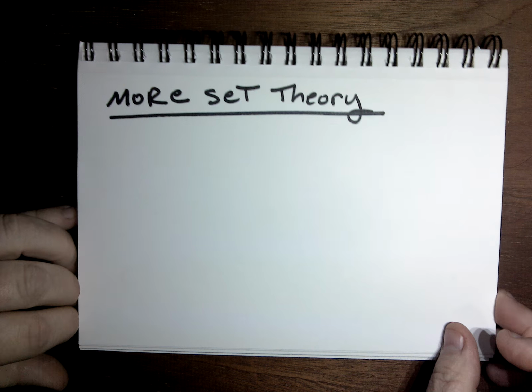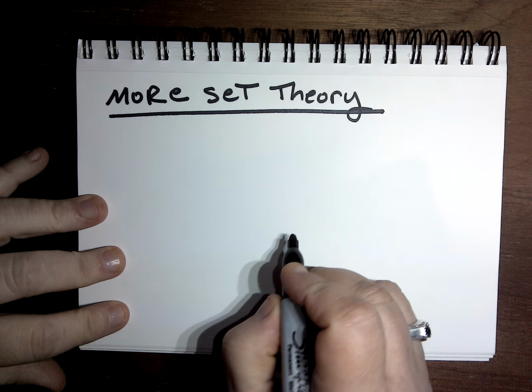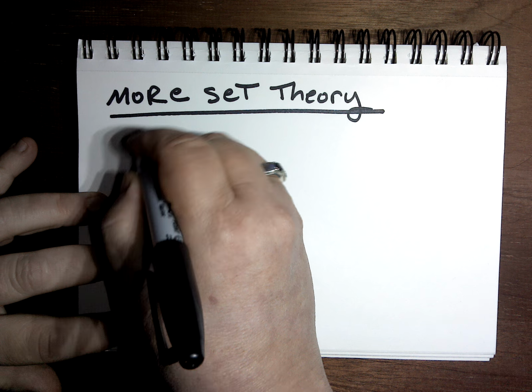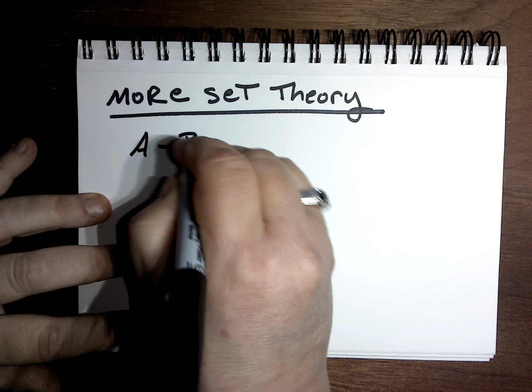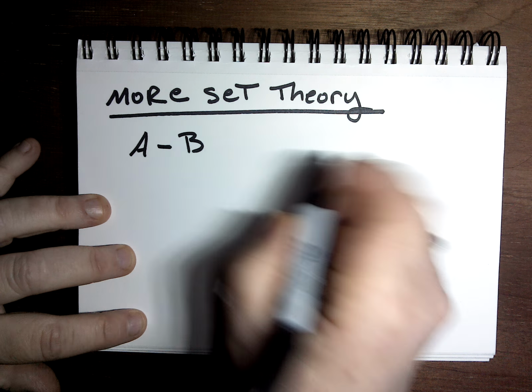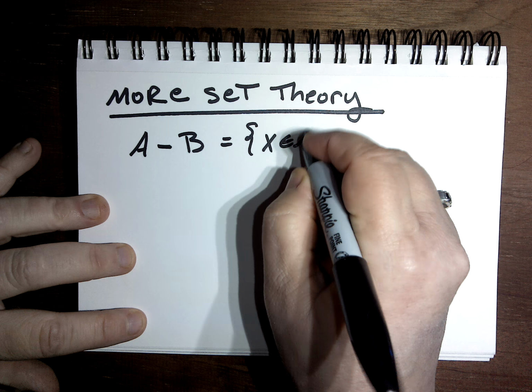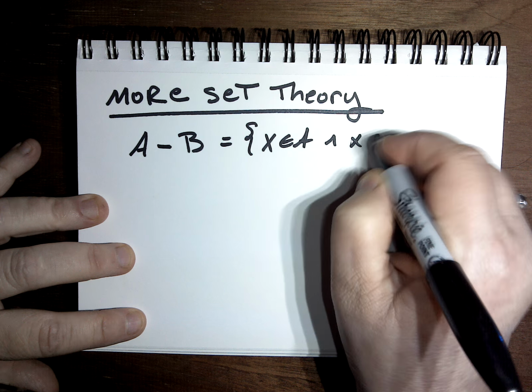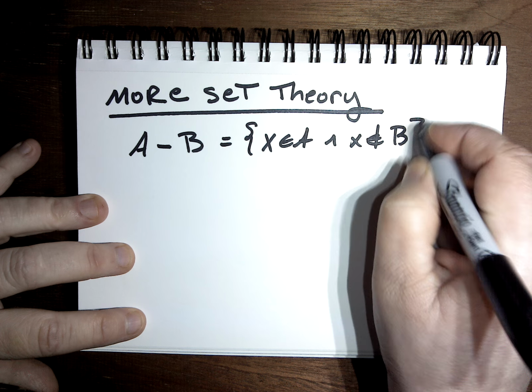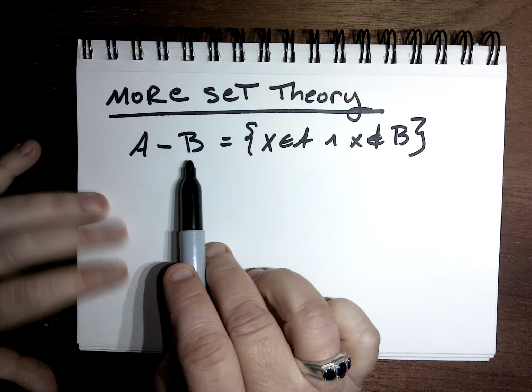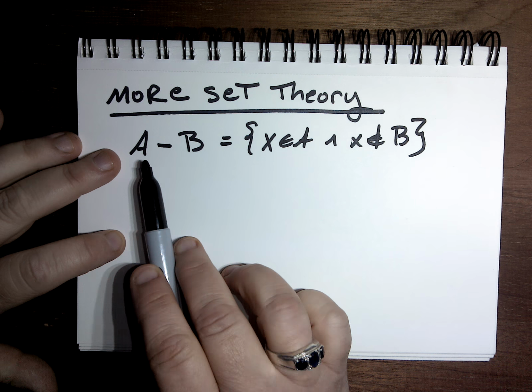Definitions, and then we can play with some stuff. If I use the notation A minus B, where A and B are sets, that means the set of X that is in A and X is not in B. So basically you're tossing out anything that's B related from A.